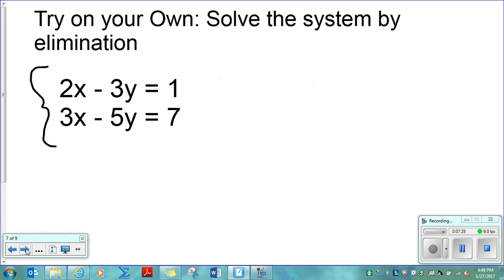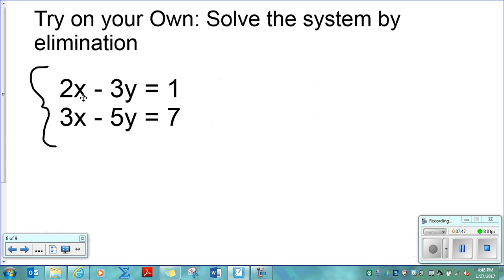Okay? So here's another try on your own. So again, it's one where you're going to have to work it out and get it so they have opposite things. Does that make sense? Okay, go ahead and try it. When you come back, I'll show you actually all the work for it.